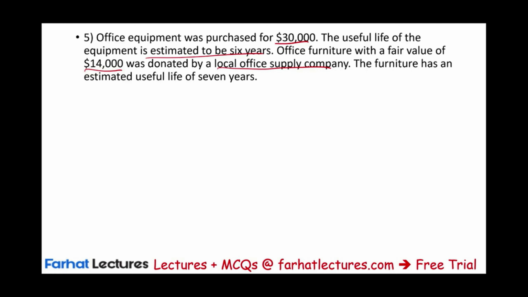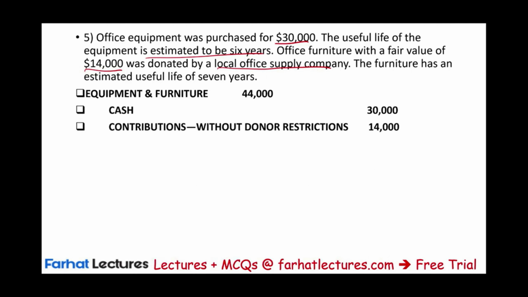Well, great. 30 plus 14 is 44,000. We debit equipment and furniture. We paid 30,000 for this, and the remainder was contribution because we're going to be using them without donor restriction. Again, here we're contributing an asset. Its fair value is 14,000. We record it at fair value and it's without donor restriction.